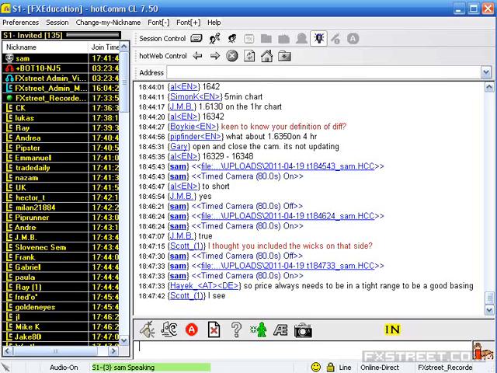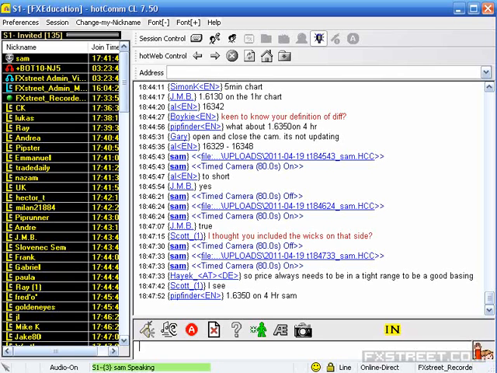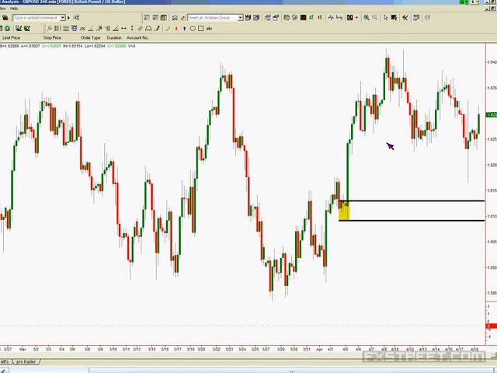Tight range is good. It's lower risk. It shows a stronger, tighter battle between the willing buyers and willing sellers, and so on. Okay. Makes sense. Let me get the charts back to normal here.